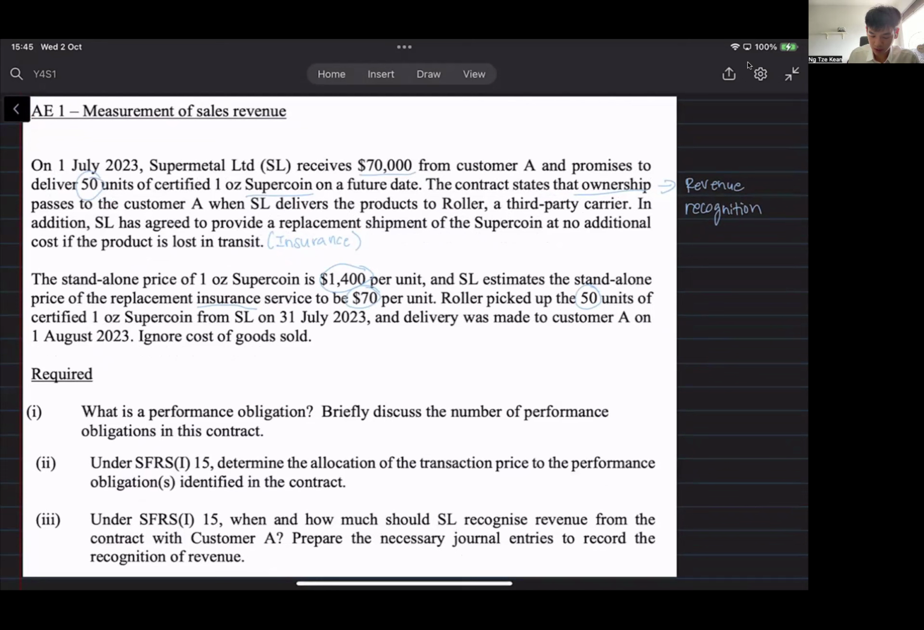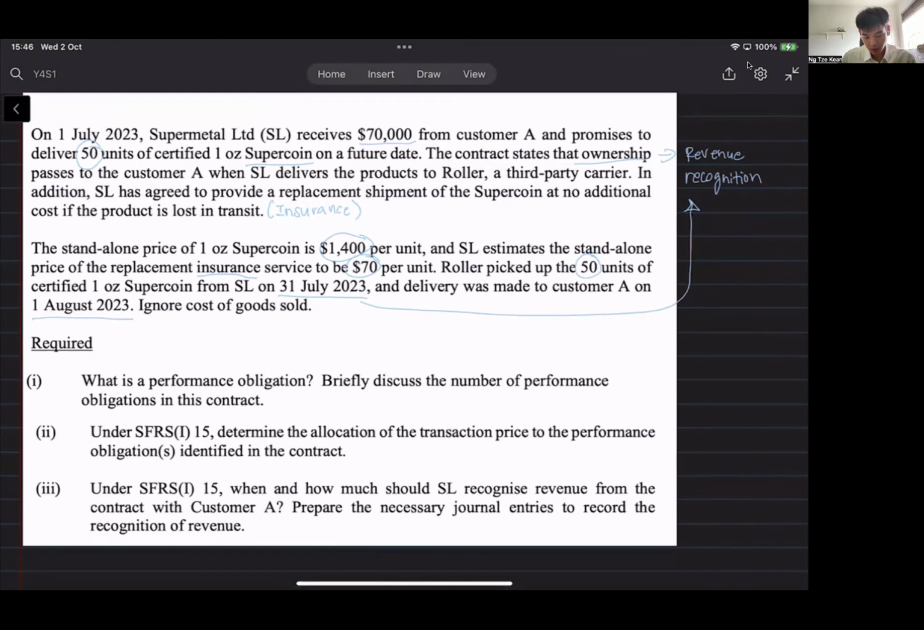And the delivery was made. So roller picked up on 31st. So this is when you recognize the revenue. And delivery was made to customer A on the 1st of August. So this is when the insurance service can be recognized. So we're told to ignore any cost of goods sold. We do not need to match any revenue to the COGS in this question. And let's start to solve the required question.